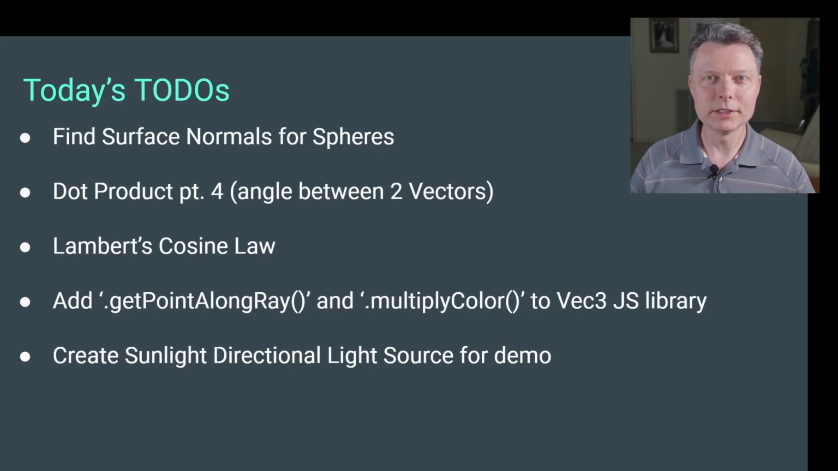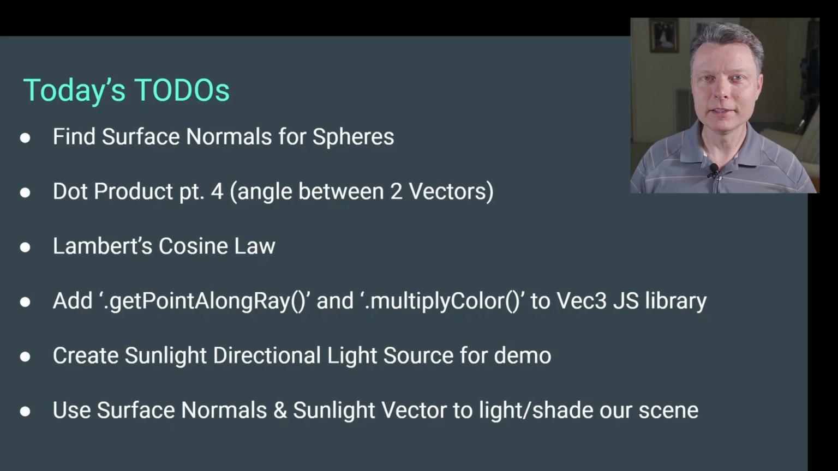And the most well-known example of a directional light source is one that we encounter on a daily basis, and that's the sun. So we'll take a look at how to add sunlight to our scenes. And finally, we'll see how everything comes together in our lighted and shaded scene.